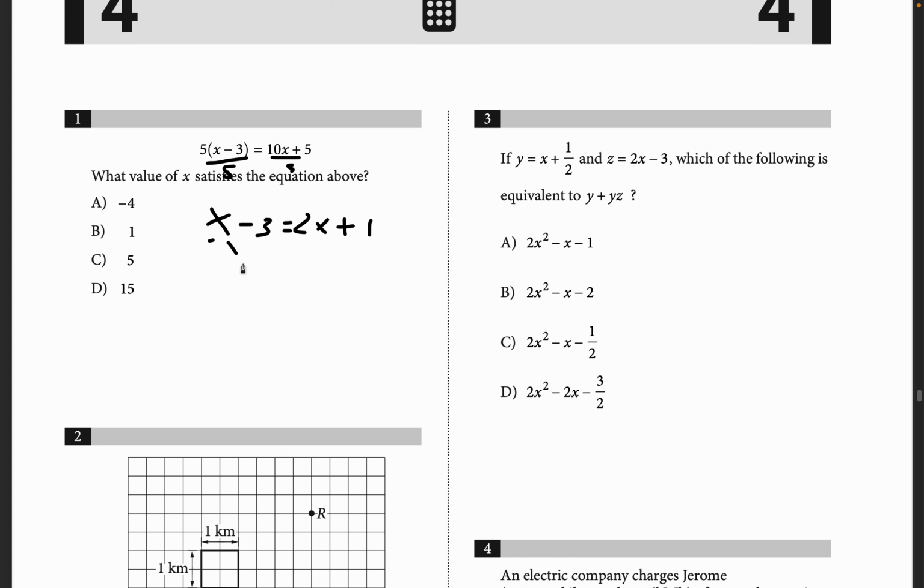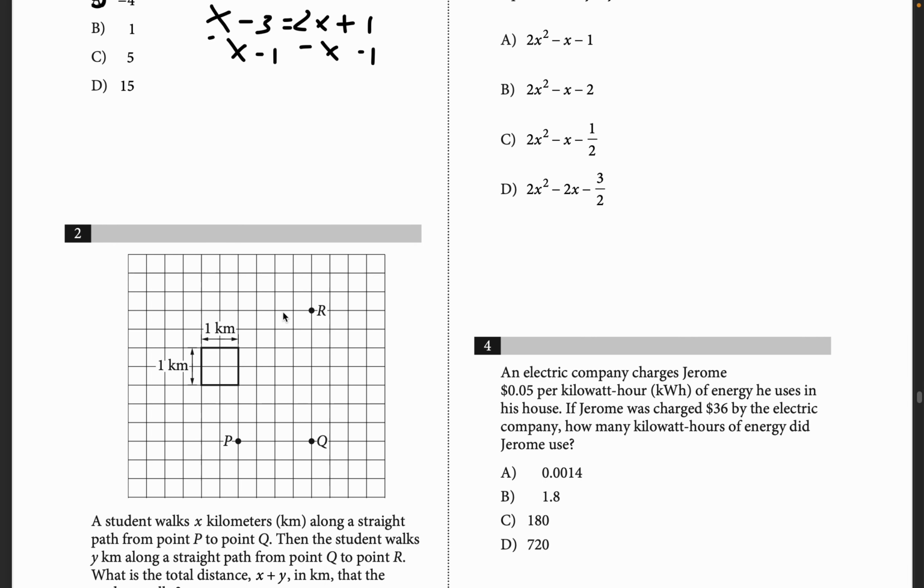Then we can subtract the x, and since we're going to have an x left over here, we can subtract the negative to isolate the x. So negative 3 minus 1 is negative 4. And we can check that. You didn't really have to do this also. There's 3 ways. You could have distributed it, you could have divided it, or you could have just plugged in. So negative 4 minus 3 is negative 7 times 5 is negative 35. 10 times negative 4 is negative 40 plus 5 is negative 35. Negative 35 equals negative 35. So it's true.